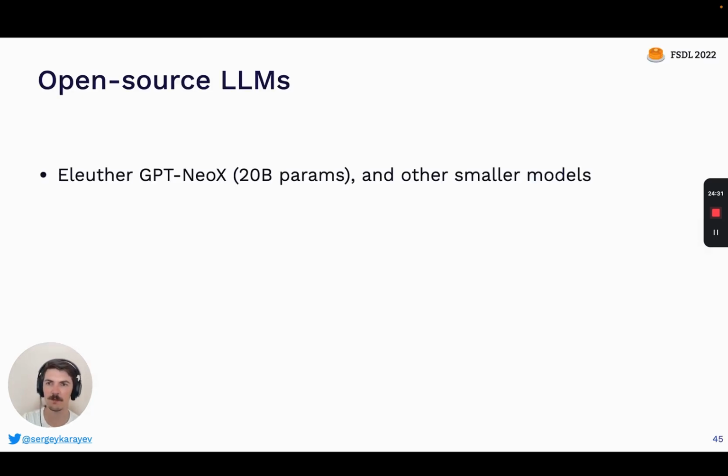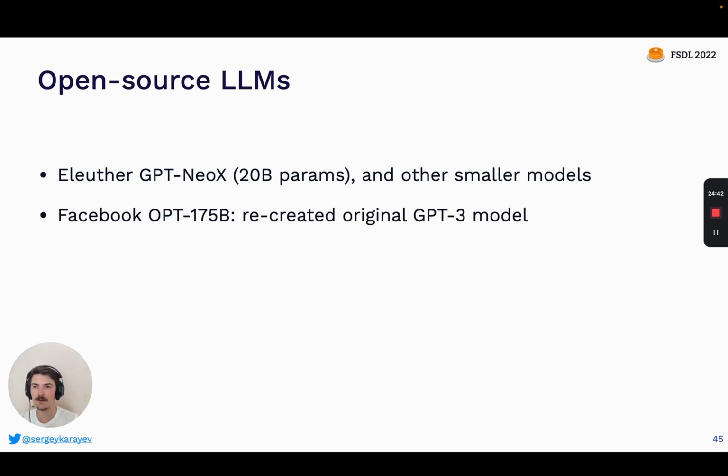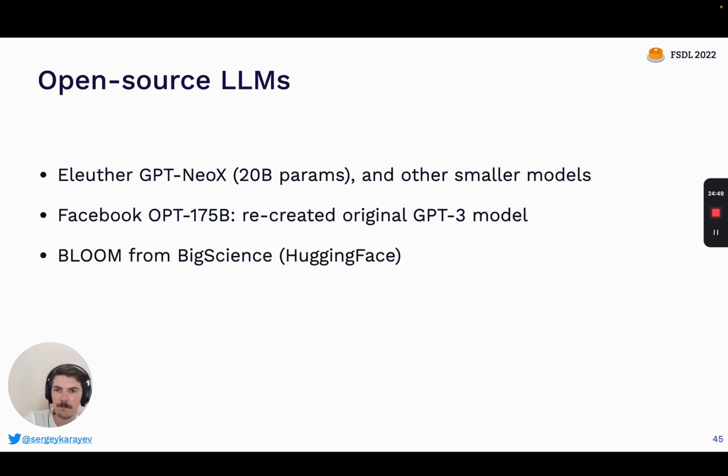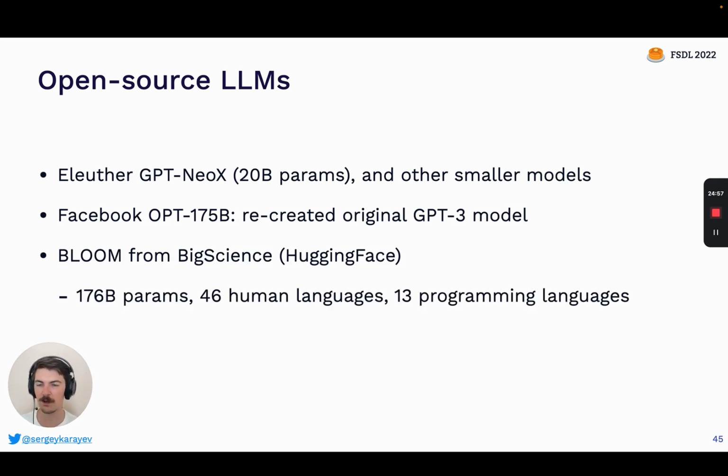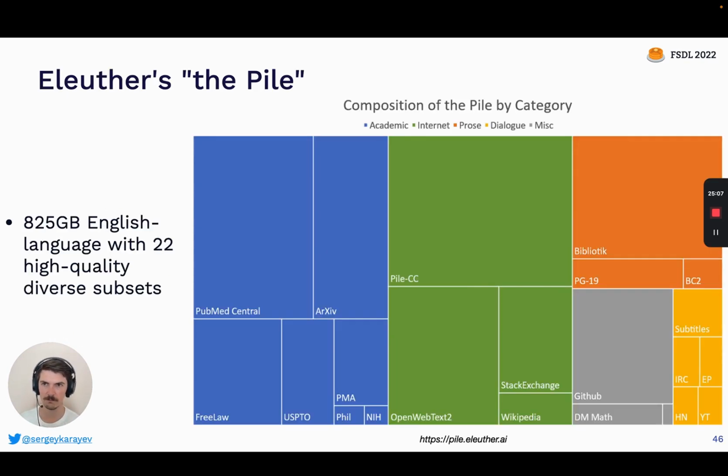There's open source language models. One is from Eleuther, GPT-J or GPT Neo X, 20 billion parameters for Neo X, and there's other models. Facebook recreated the GPT-3 training and released the weights as OPT-175B. And then an effort from Big Science, which is affiliated with Hugging Face, trained a model called Bloom, which is also 176 billion parameters, and it's actually multilingual, more so than GPT-3. It was released under the Responsible AI license, which you should check out.